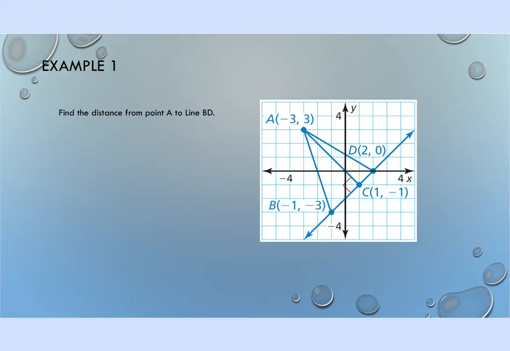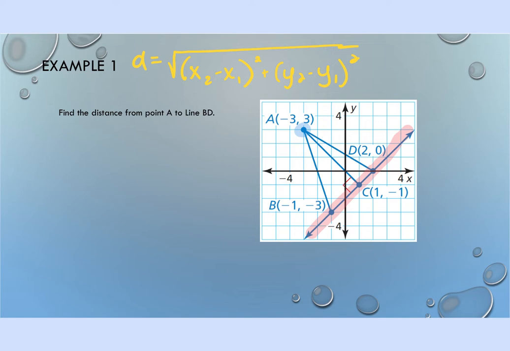Example 1 says find the distance from point A to line BD. So point A is here, line BD is here. How do we find the distance from that point to the line? Distance formula, which is? D equals the square root of x2 minus x1 squared plus y2 minus y1 squared. It's usually x, but the order really doesn't matter, and you could have switched that. Switching out the x and y is fine as long as you group them together.